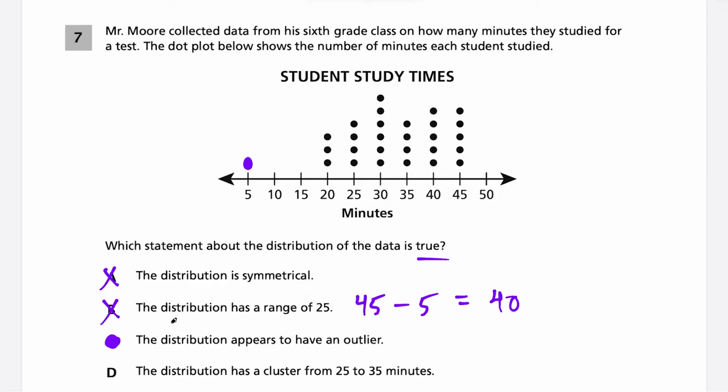Then choice D, why is this one not true? The distribution has a cluster from 25 to 35 minutes. Well, from 25 to 35, there's definitely a cluster, but the cluster goes over a wider range here. It actually goes from 20 to 45. That's where the values here are clustering together. So that's why D is out, and choice C is definitely our answer.